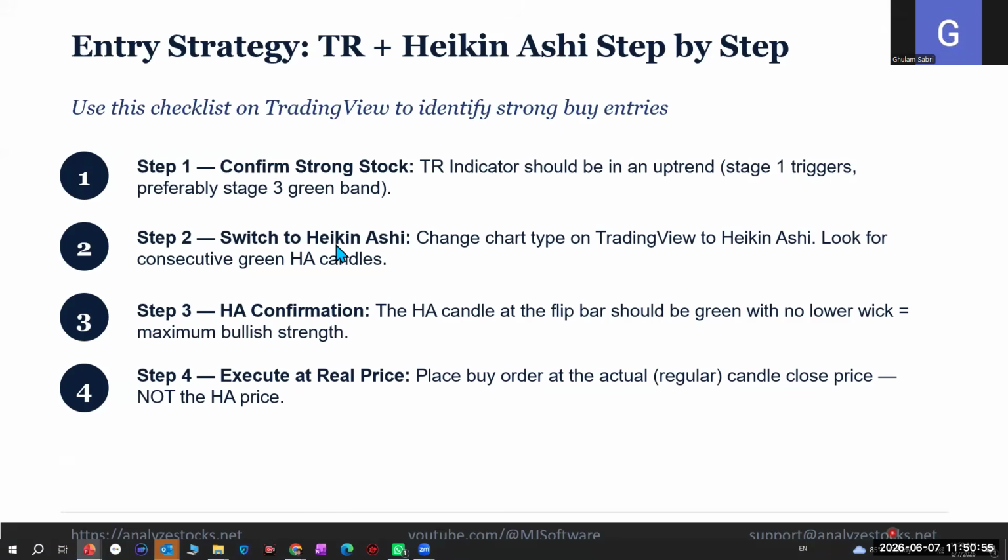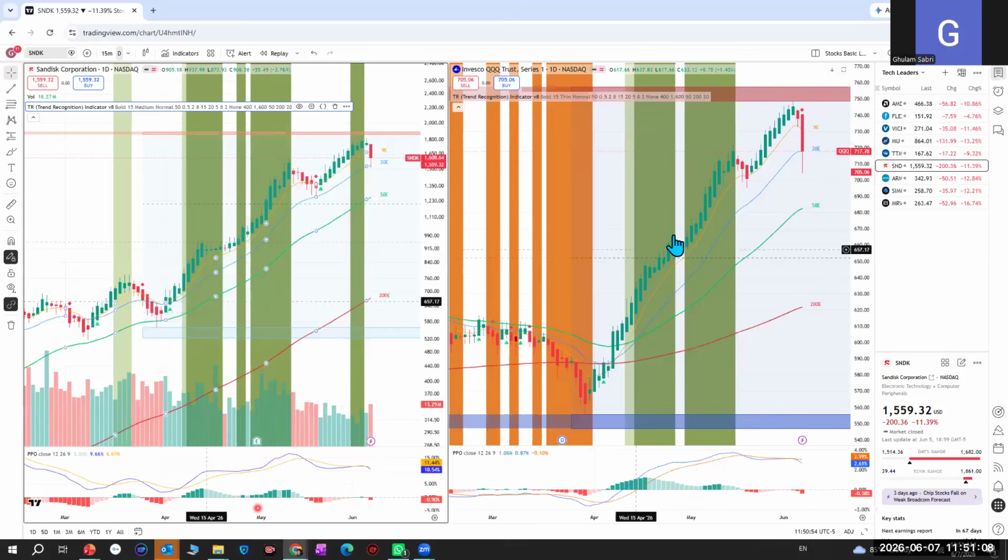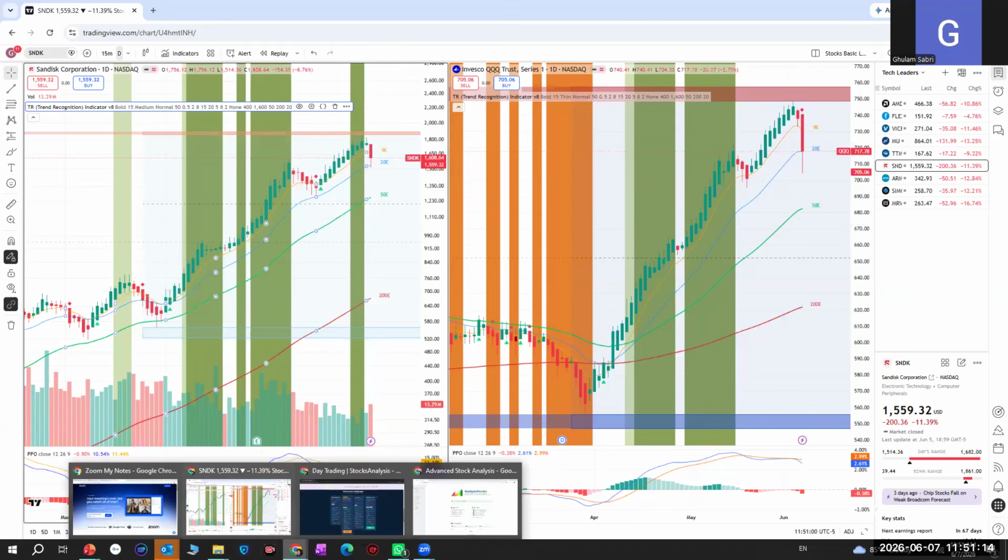Step two, switch to Heikin Ashi. If you don't have that Heikin Ashi, I can share that layout with my customers on the Heikin Ashi trading view so that you don't have to switch it back and forth and you can watch both of these stocks with Heikin Ashi, without Heikin Ashi, along with the market in one view, just like we are showing it here.